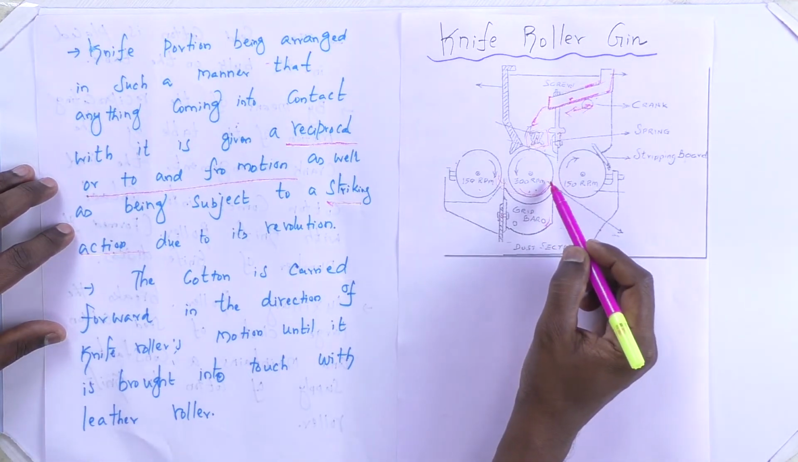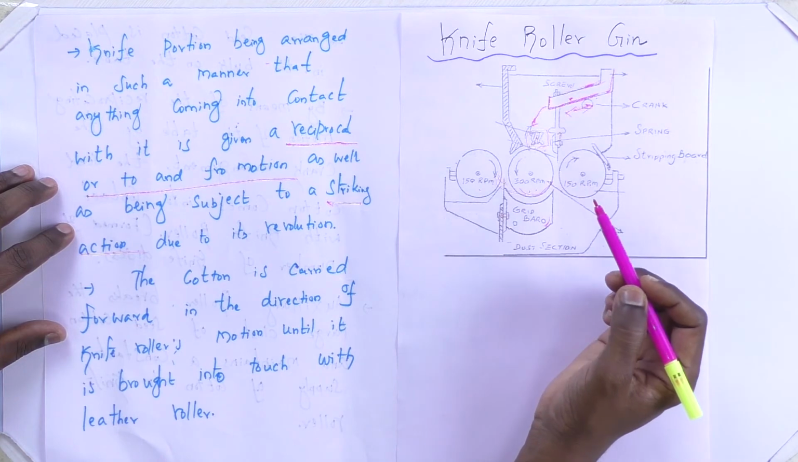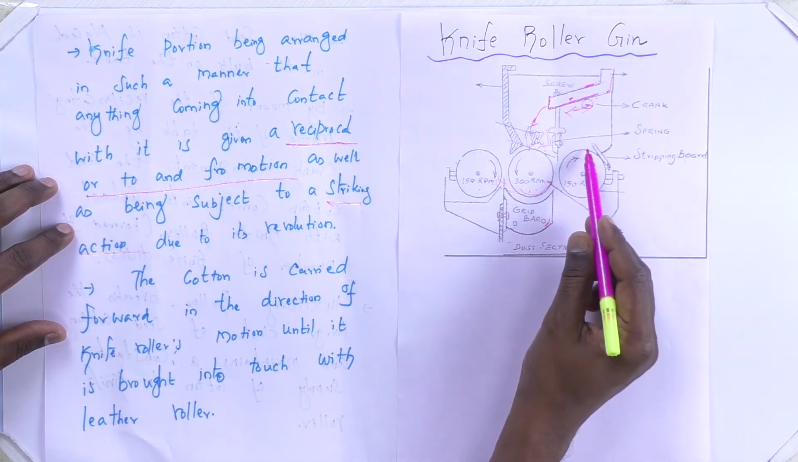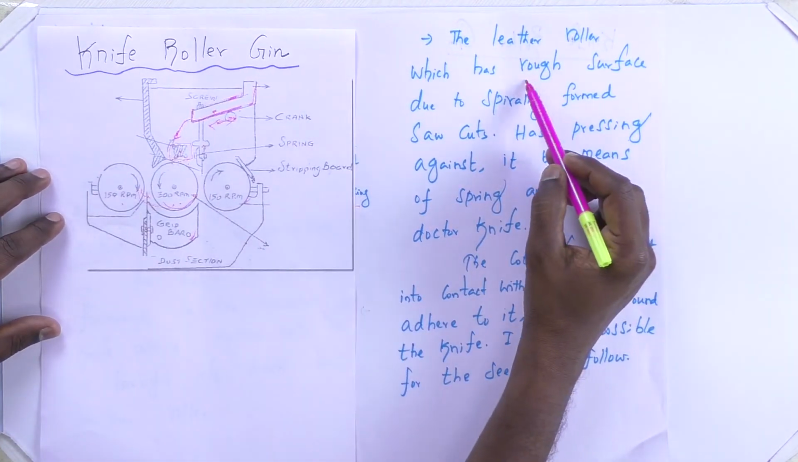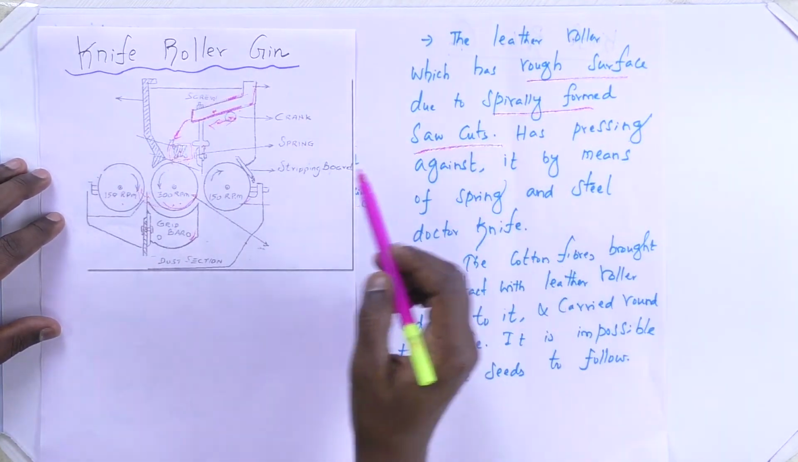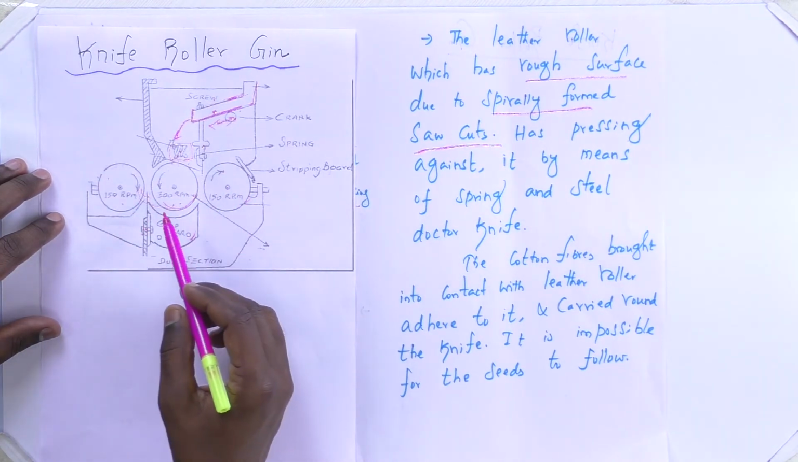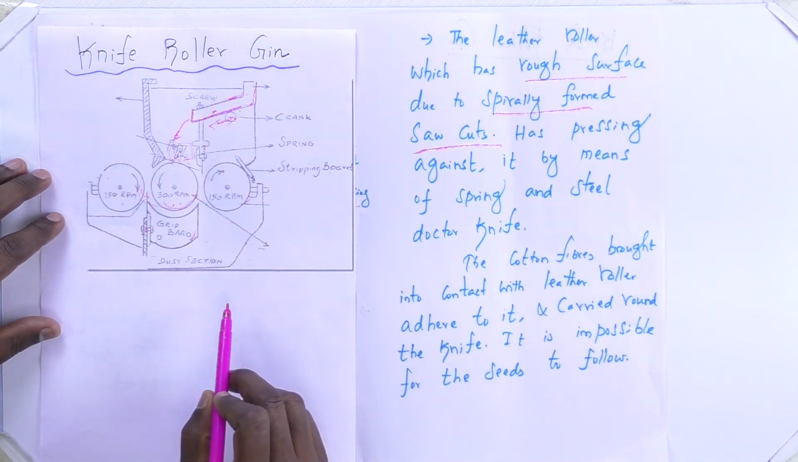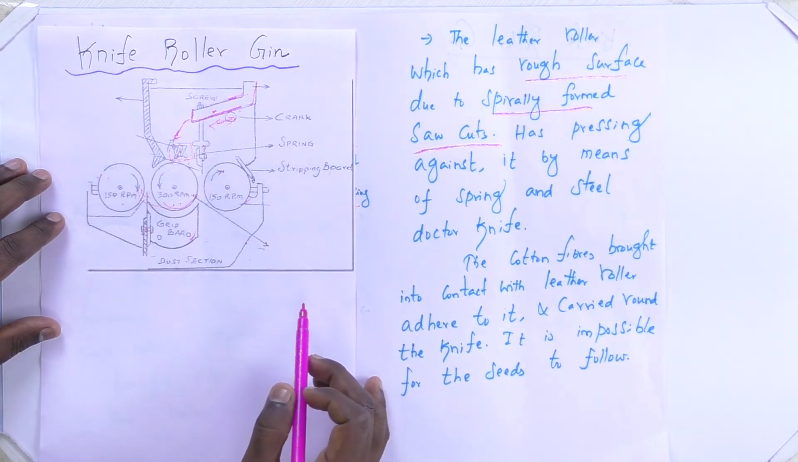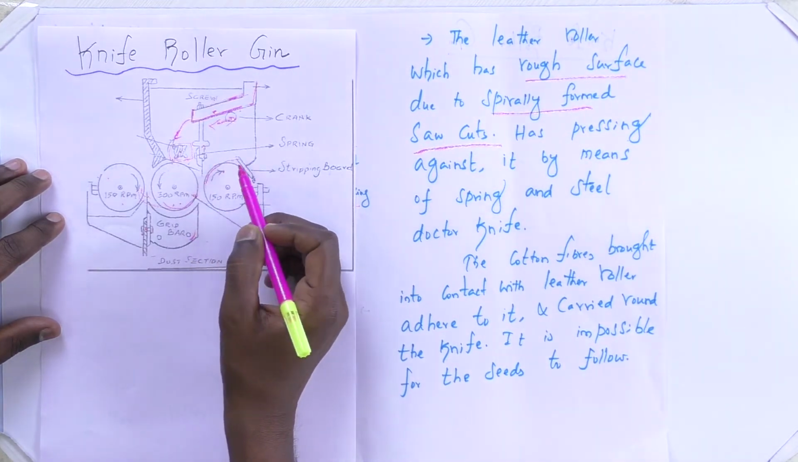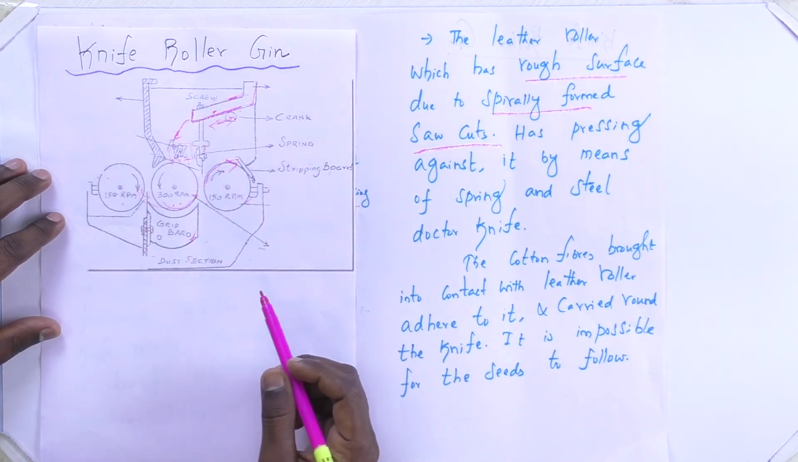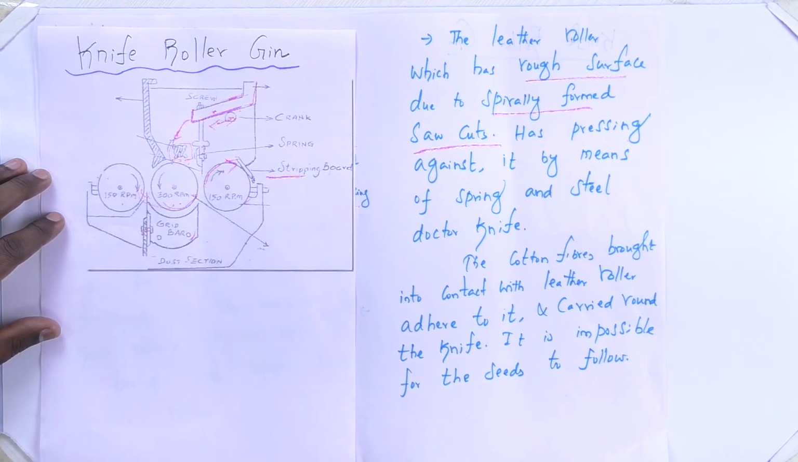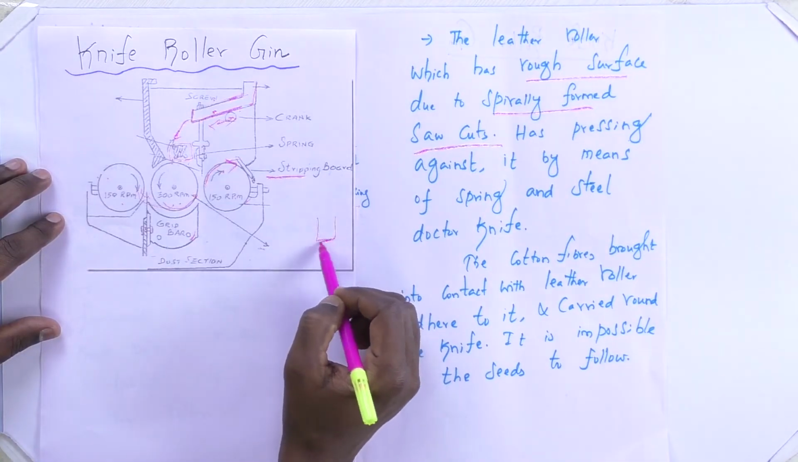After the path of the knife roller, the cotton touches the surface of the leather roller. The leather roller has a rough surface due to spirally formed saw cuts. So there are two leather rollers which have saw cuts of spirally formed rough surface. The leather roller carries forward the cotton fibers, seedless cotton fibers. There is a stripping wool which strips the material from the leather roller and converts it into bale form.